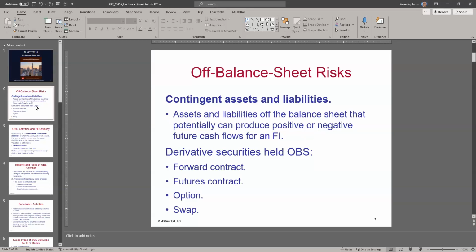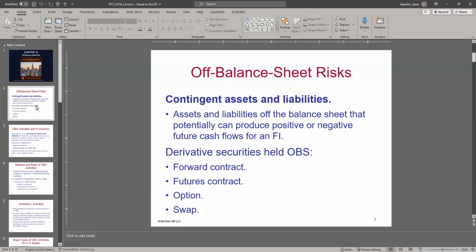Off-balance sheet risks, you've got contingent assets and liabilities. The keyword here is contingent. Assets and liabilities off the balance sheet that potentially can produce positive or negative future cash flows for a financial institution. In other words, things that you have as an asset, or things that you owe as a liability, that are not on the balance sheet, but have implications on the cash flows of the company. And if it has a cash flow implication, it has a value implication.